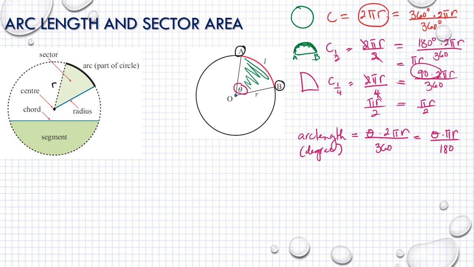How about in radians? We have arc length for radians: theta multiplied by 2 pi r divided by 360, which is 2 pi. Then this becomes 1, and we have theta multiplied by the radius. So arc length in radian measure is equal to theta multiplied by the radius, whereas in degrees we have theta multiplied by pi r divided by 180. So it depends on what is given in the problem.